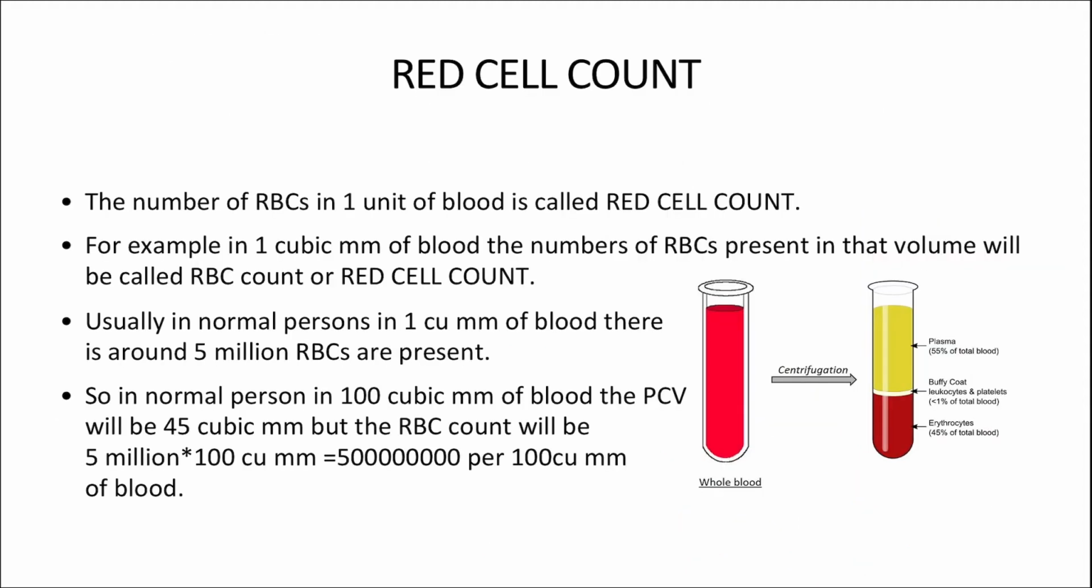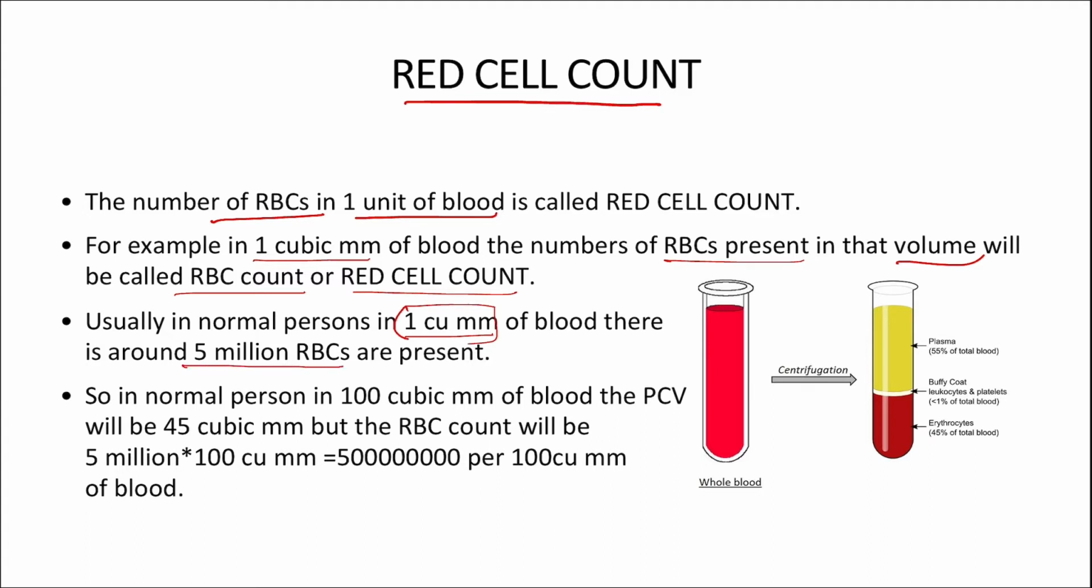So next one is red cell count. What is the red cell count? It is the number of RBCs in 1 unit of blood. For example, in 1 cubic millimeter of blood, the number of RBCs present in that volume is called RBC count or red cell count. Usually in normal persons, in 1 cubic millimeter of blood, there are around 5 million RBCs. So in a normal person, in 100 cubic millimeter of blood, the packed cell volume will be 45 cubic millimeter, but the RBC count will be 5 million into 100, so 500 million per 100 cubic millimeter of blood.